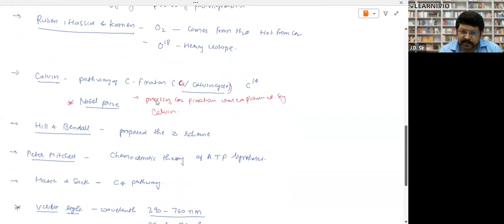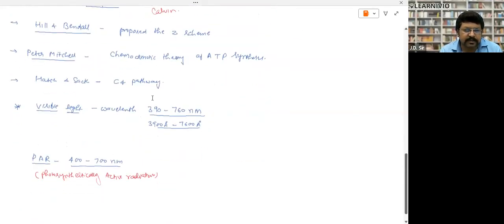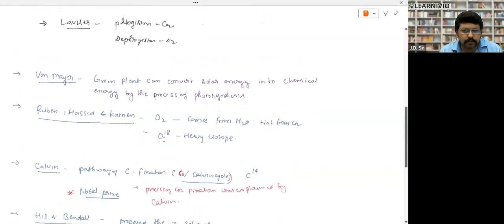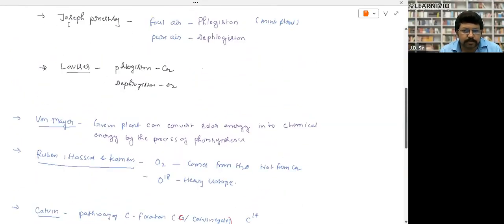Then Calvin, we will study Calvin. The Calvin cycle is there. Calvin showed the pathway of carbon dioxide fixation with the help of C14, and the process of carbon fixation was explained by Calvin, and he got the Nobel Prize for that. And then the Hatch-Slack C4 pathway. Leave that, we'll study all that. So what you have to note down: Joseph Priestley, Lavoisier, von Mayer, Ruben, and Calvin. Note down.